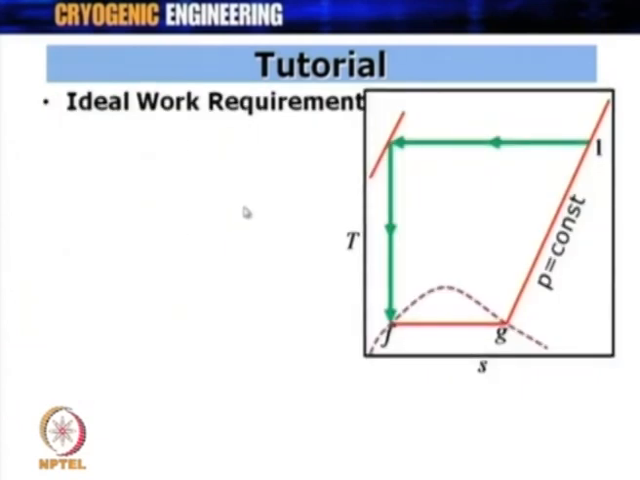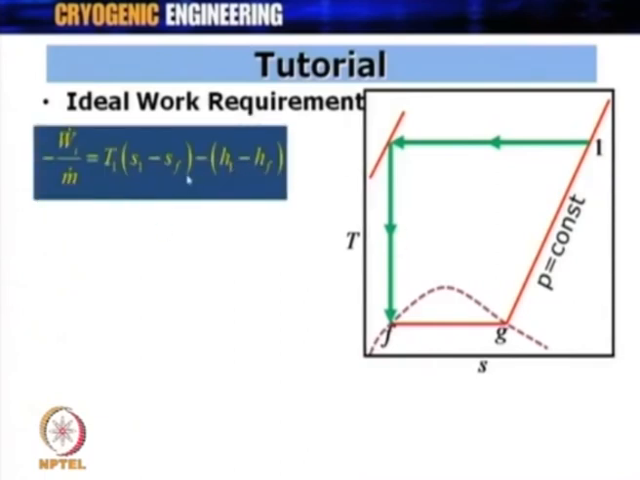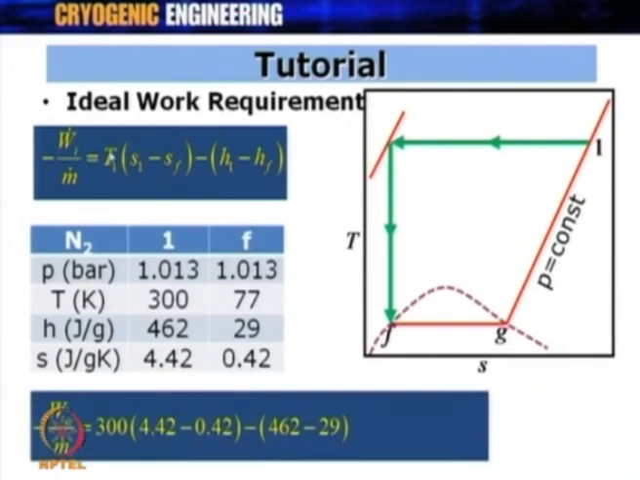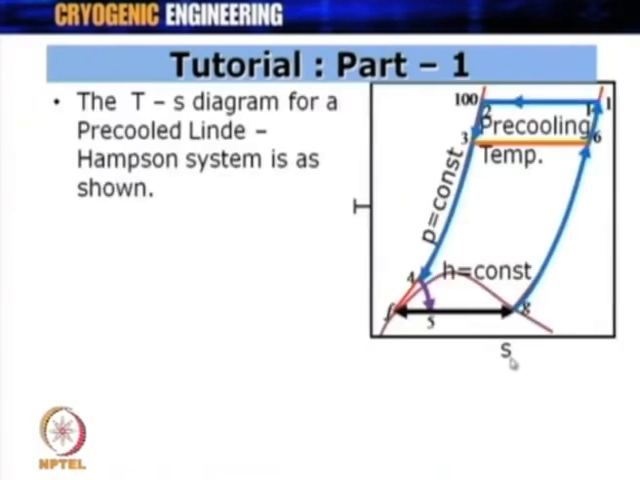First, we do the ideal work requirement. I will not go into the details of these calculations again, because we have done this calculation earlier, but I will show these calculations. As you know, the ideal calculations come from the fact that whatever is compressed is getting liquefied. Using this formula, we get the values for point 1 and point F. Put these values in this formula, and what you get is 761 joule per gram, which is a very standard value for nitrogen as a working fluid.